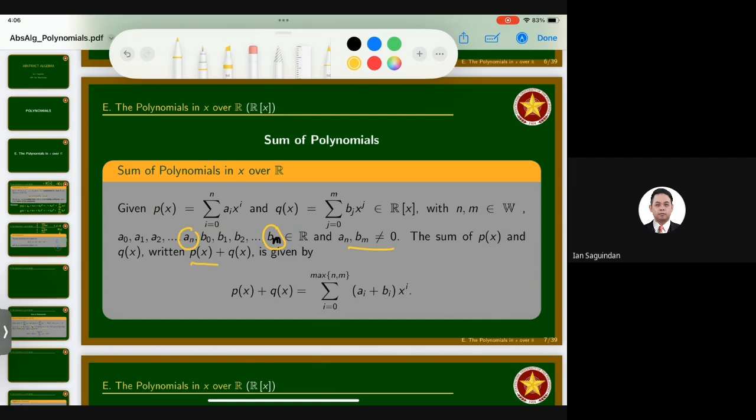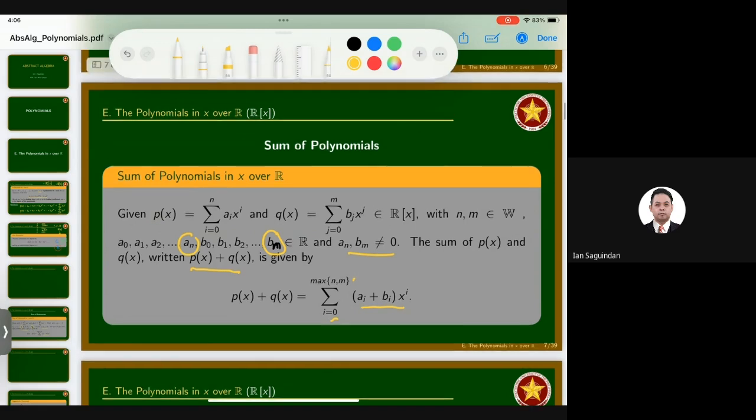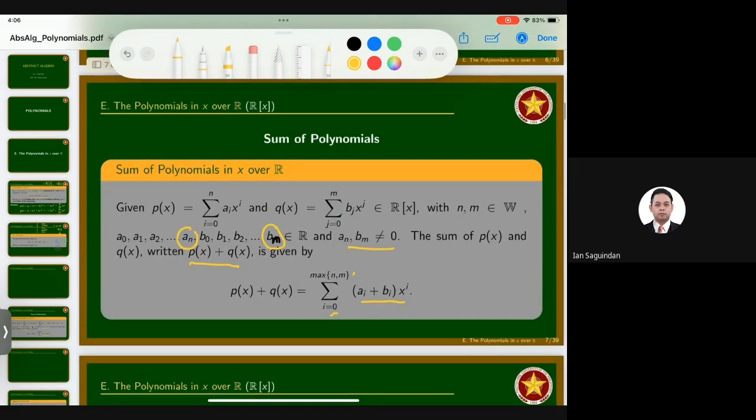this notation, p of x plus q of x. Okay, this operation is given by this presentation. p of x plus q of x is equal to the summation of all a sub i plus b sub i, x to the i, where i runs from 0 up to whichever is the bigger between n and m. So we are using the maximum operator. Whichever is bigger, we are going to use it as the degree of the sum of the two polynomials.